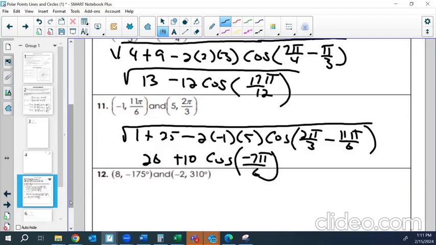Today we're going to learn how to graph polar equations. Okay. So let's go to polar equations.